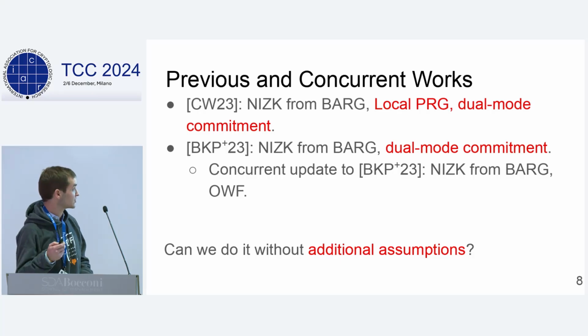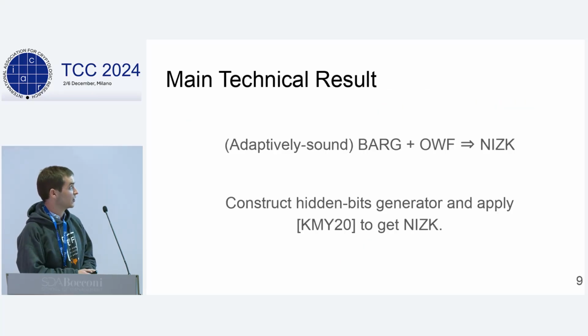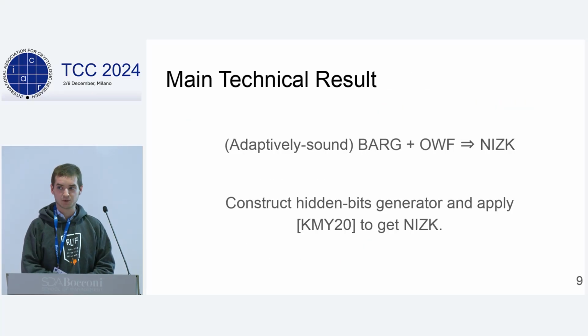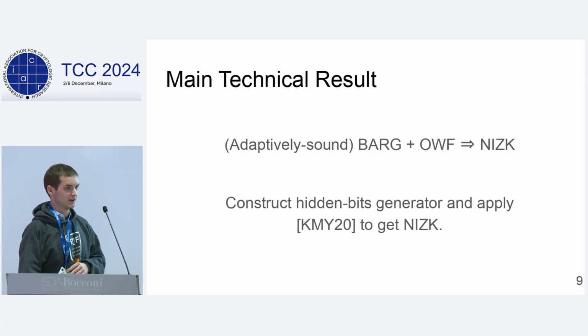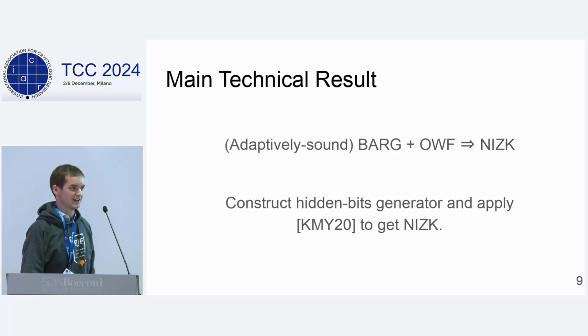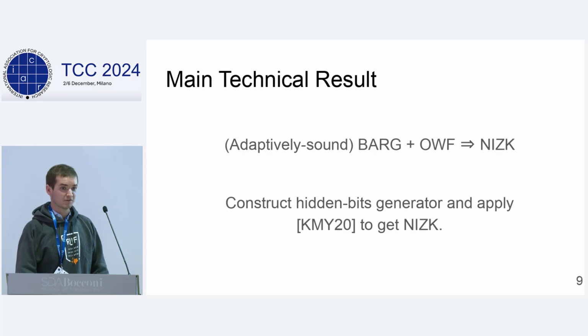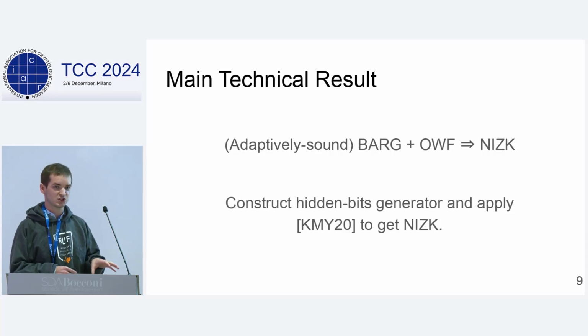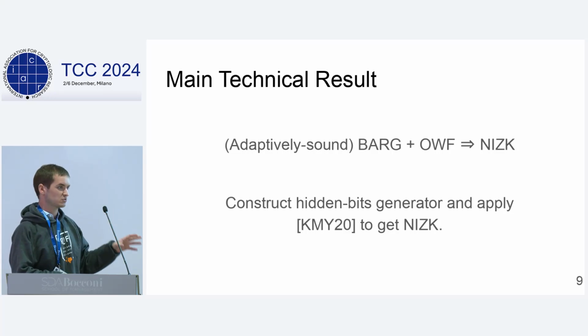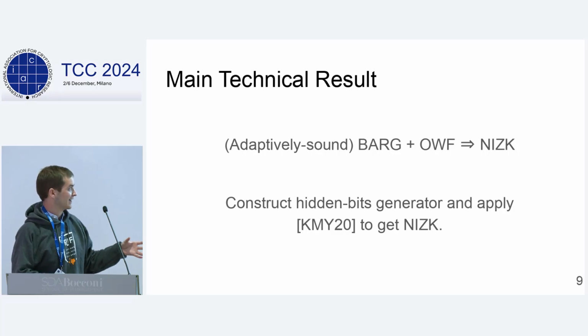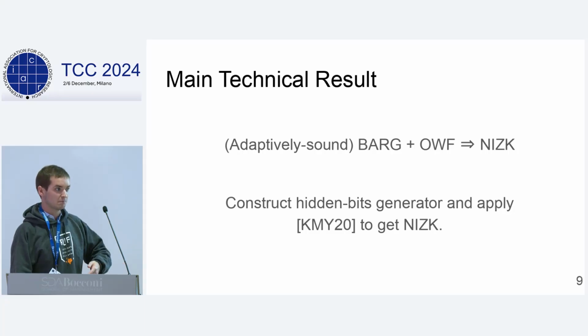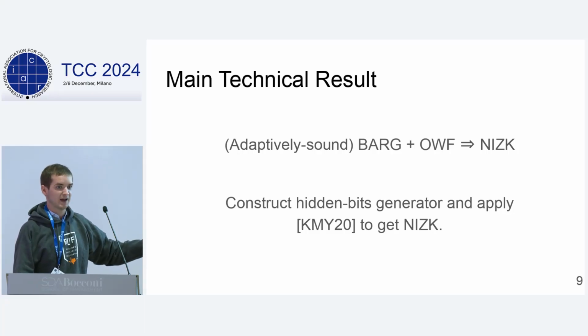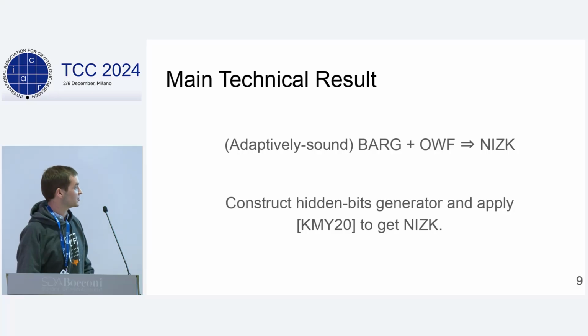And we make some progress toward this end by getting NIZKs from adaptively sound BARGs together with one-way functions, which is a very minimal assumption that follows from almost any cryptographic primitive. And we're going to do this by first constructing something called a hidden bits generator and using a previous result by Kitagawa et al. that says that if you get a hidden bits generator, you can compile it to a NIZK automatically, and you get a NIZK from the same assumptions.